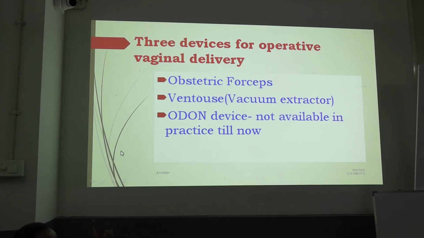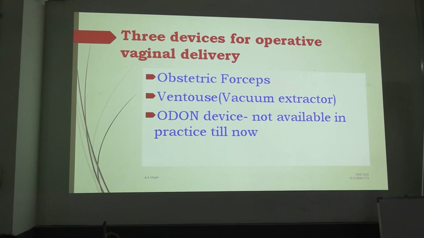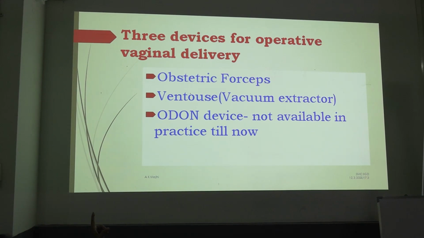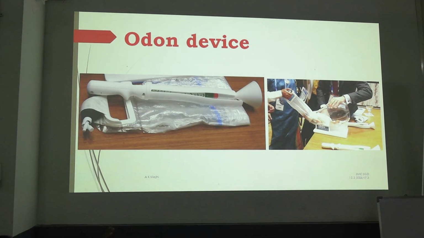Operative vaginal delivery and instrumental vaginal delivery are mainly of two types. One is the obstetric forceps and the other is the ventouse or vacuum extractor. And the Odon device is not available in practice till now. This is the Odon device. You may get a short note on that: what is the Odon device? Definitely you will get it. Your batch will get the Odon device, and that is written in the book.